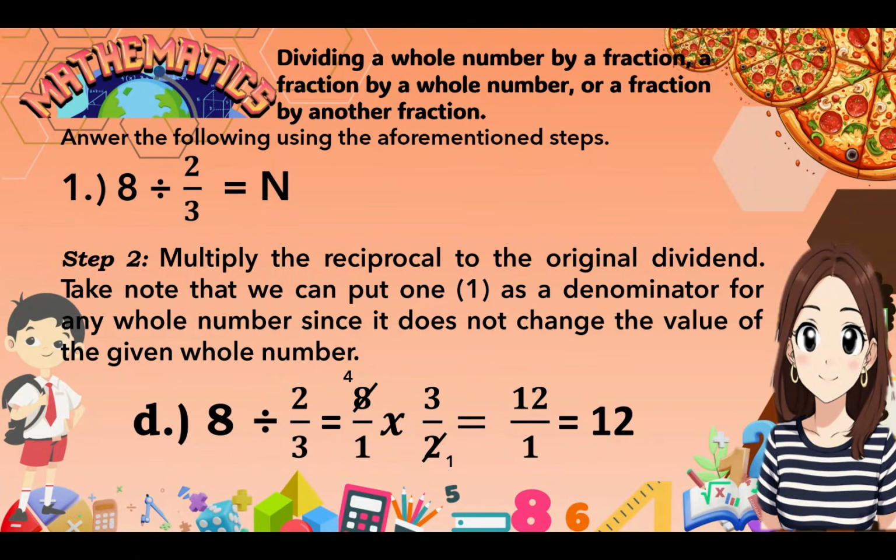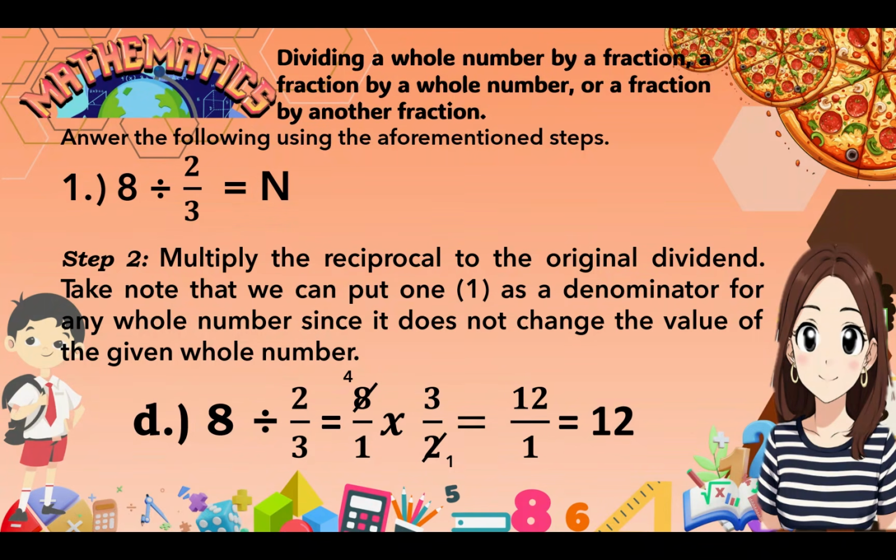Now for step 2, multiply the reciprocal to the original dividend. Take note that we can put 1 as a denominator for any whole number since it does not change the value of the given whole number. So 8, we have 8/1. Then change the division sign to multiplication sign. And then write the reciprocal of the divisor. We have 3/2.